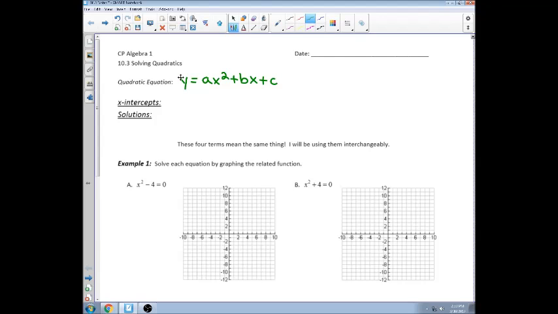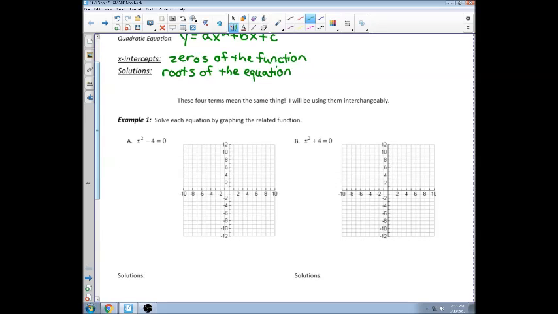X-intercepts are the zeros of the function. That is where we're going to cross the x-axis, so our y value would be 0. Solutions are the roots of the equation. We get solutions when we square root our x value. Okay? So all four of those terms mean exactly the same thing. X-intercepts and zeros, solutions, and roots all mean exactly the same thing. All right? So we can use them interchangeably if we want.